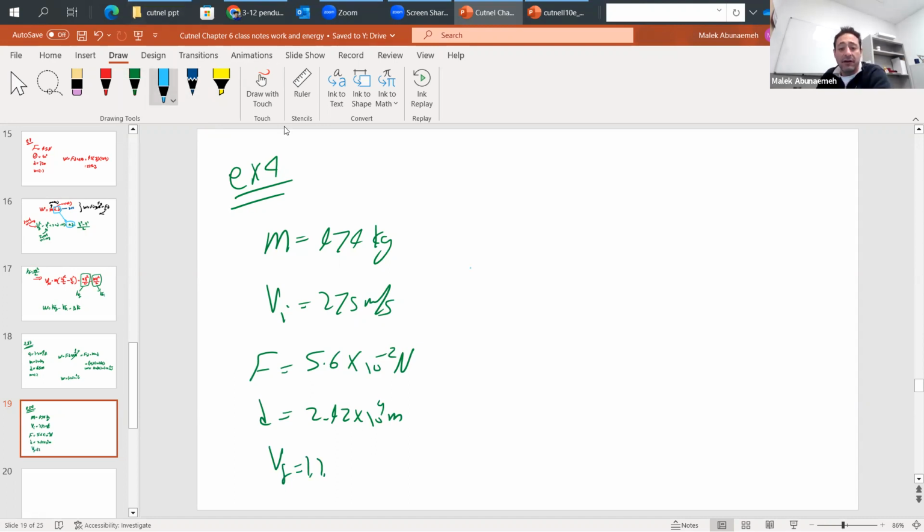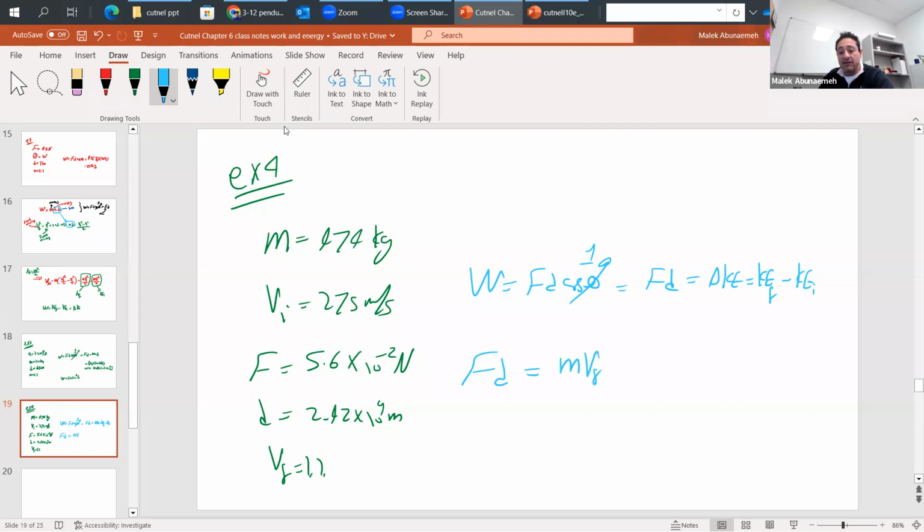Wonderful. Now, your work, which is your F D cosine theta, and we're going to say this cosine theta is going to be 1. So it's going to be your force times your distance, which is going to equal your change in kinetic energy, which is kinetic energy final minus your kinetic energy initial. That means your force times your distance is going to equal your mass times V final squared over 2 minus your mass times V initial squared over 2. We're solving for the final velocity.